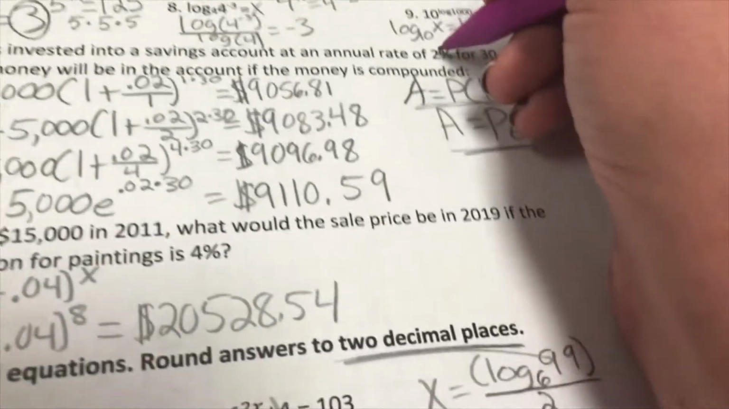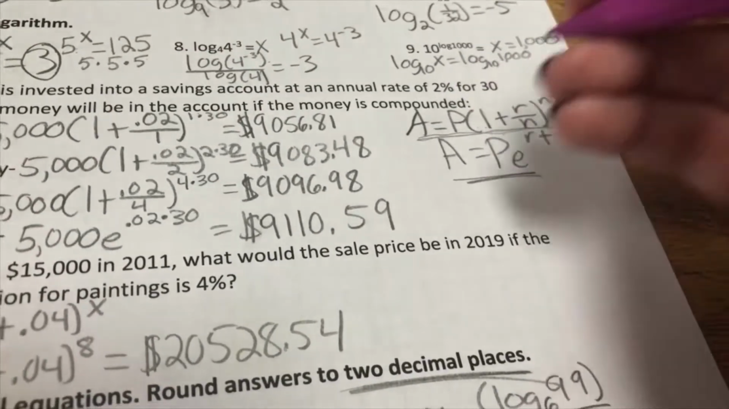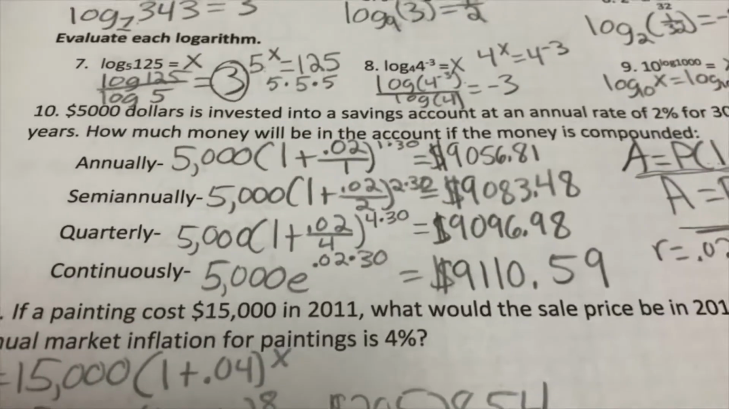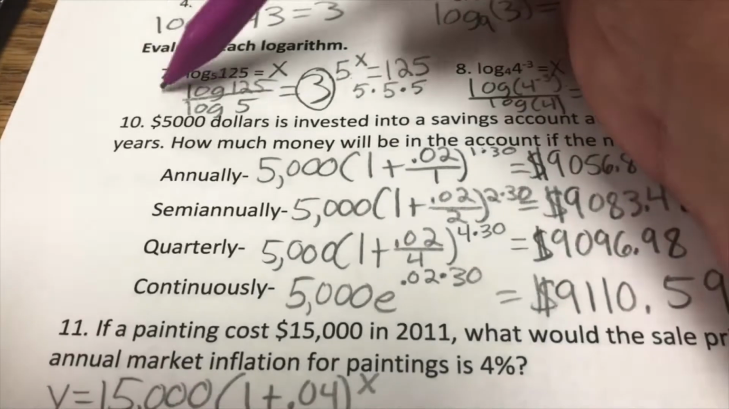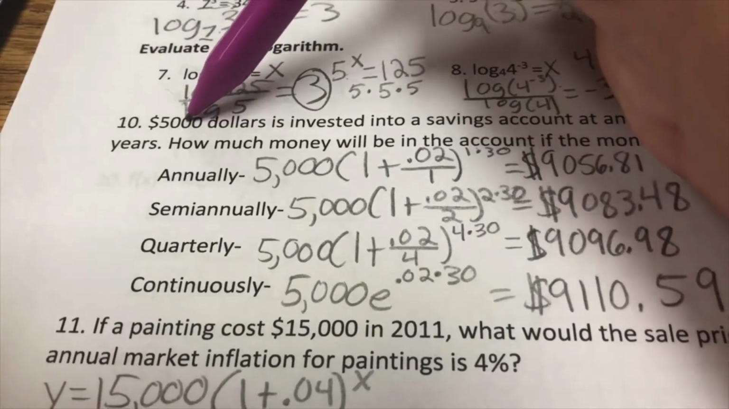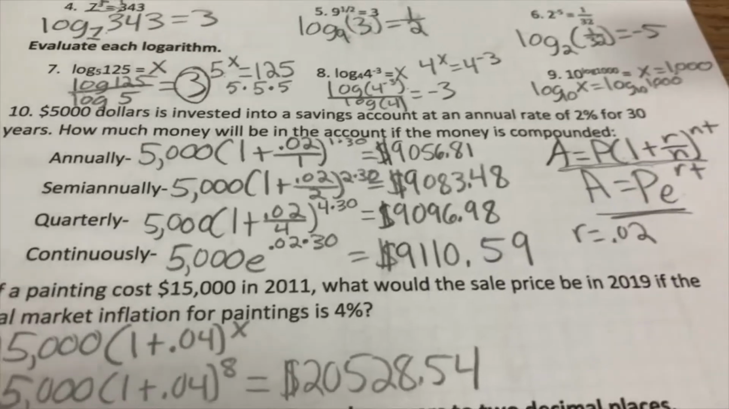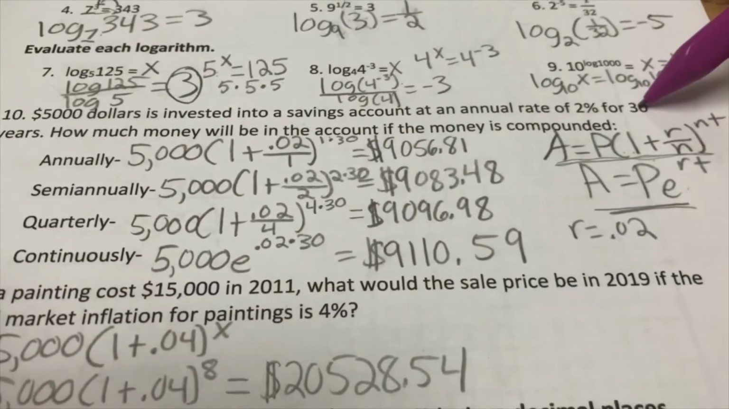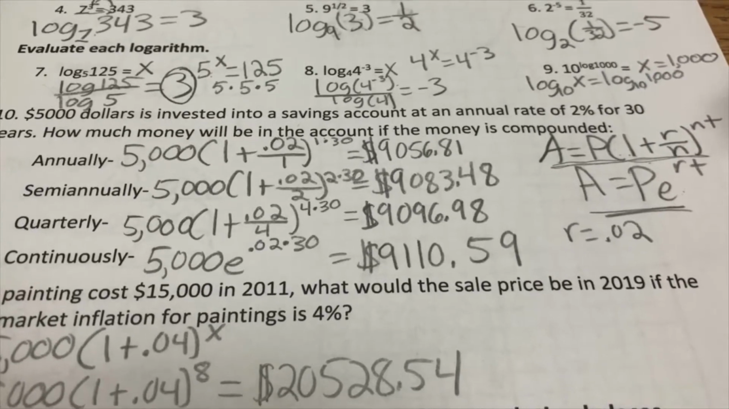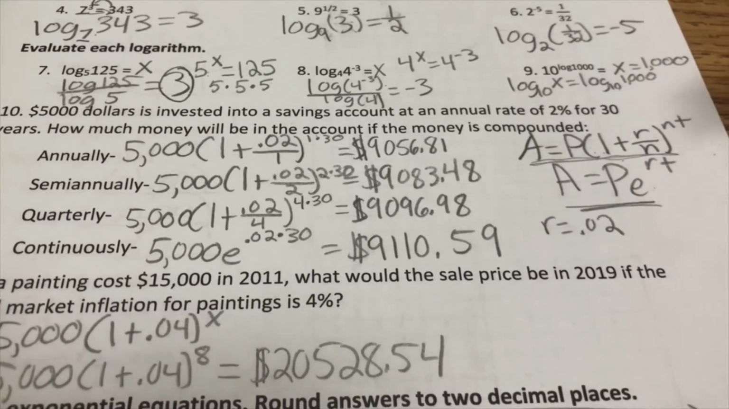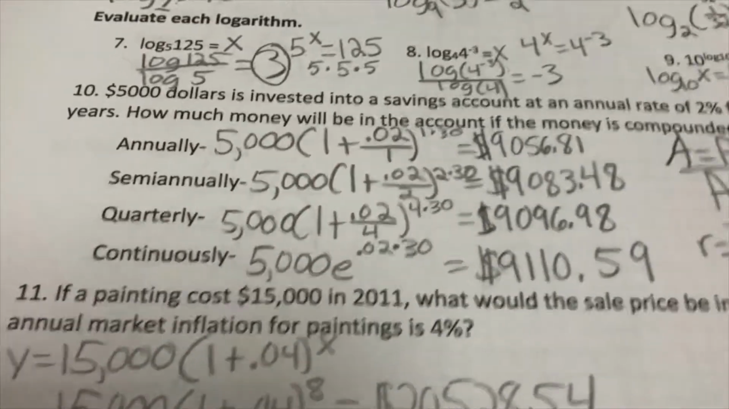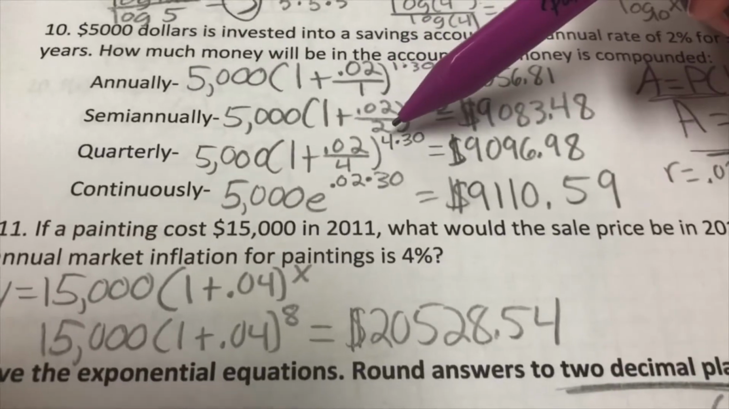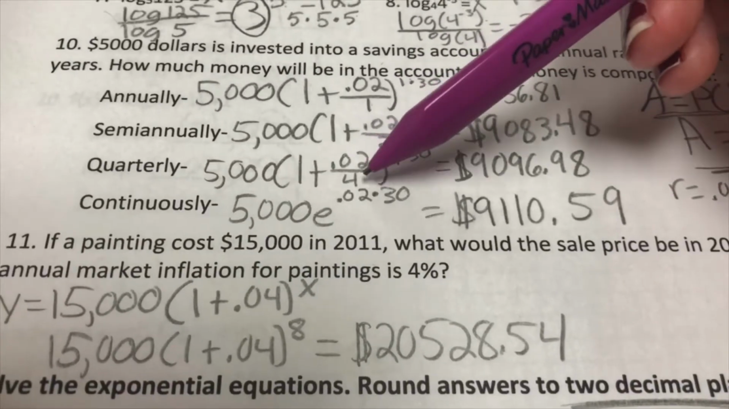Our percentage is 2%, so our r is going to be 0.02. Our P is our initial amount, so that was our 5,000. Our t is how long that investment is in the account, so that is my 30 years. And then my n changes depending on the problem. So for annually, my n was 1. Semi-annually, it was 2. And quarterly, it was 4.